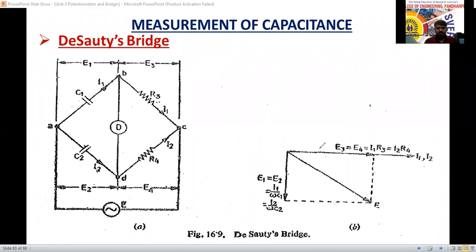Are you there? Yes, sir. Can you tell the formula under balance condition for the AC bridges? What is the formula?